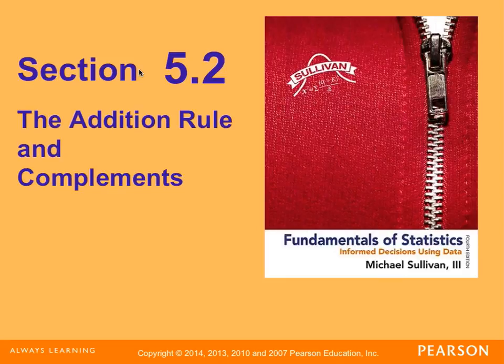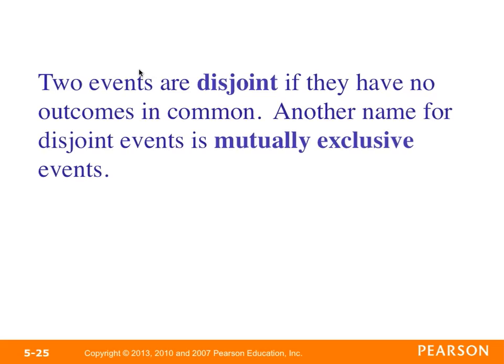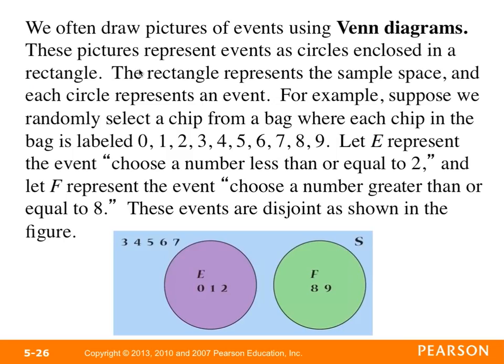Okay, section 5.2, we're going to talk about the addition rule and something called complements. So 2 events are considered disjoint if they have no outcomes in common. Another name for disjoint events is mutually exclusive events. So it means that there is no outcome that's in common. Often we draw pictures of events using Venn diagrams. They allow you to see situations visually, and the pictures represent events as circles enclosed in a rectangle. The rectangle is your sample space, and then each circle is an event that we're interested in.